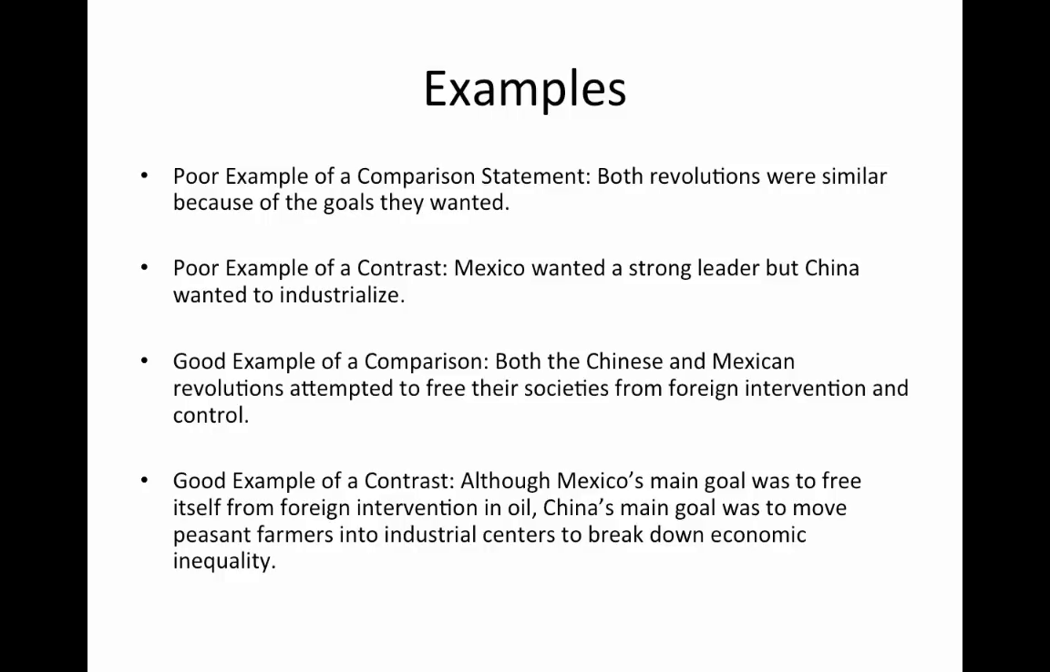I've given a specific issue, foreign intervention in oil versus peasant farmers moving into industrial centers to break down economic inequality. Both are economic. Both are being contrasted. This is a very direct contrasting statement. This is what you need to give at the beginning of your topic sentences.